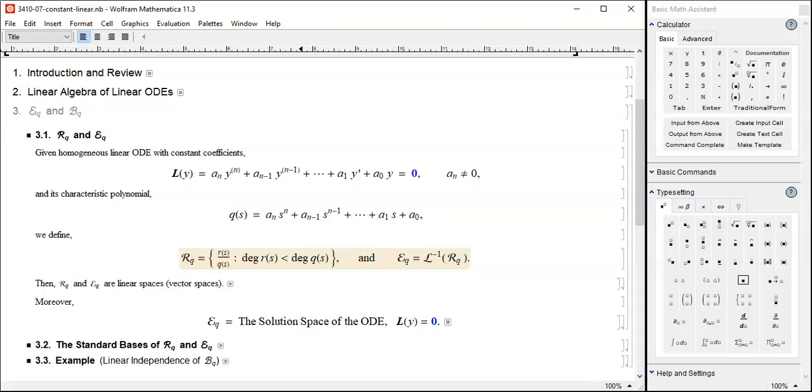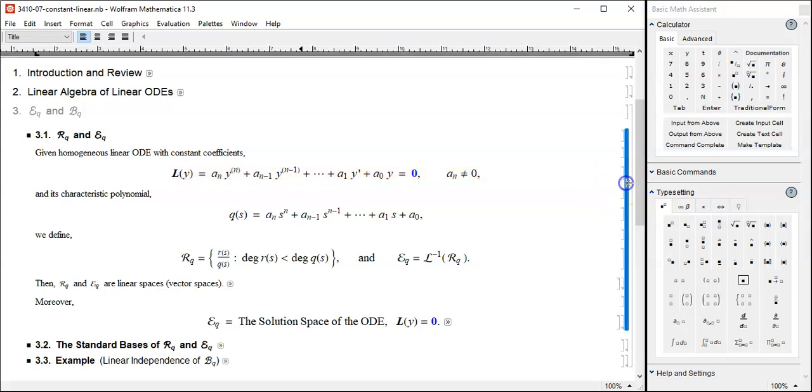EQ, on the other hand, is defined as the image of RQ under the Laplace inversion. It turns out EQ is also a linear space, and of course, we proved that too. Furthermore, we proved that EQ happens to be the solution space of the original homogeneous ODE, this one. This course is about differential equations, so we're always headed towards solutions. And indeed, in this section, our aim is to analyze EQ, the solution space.